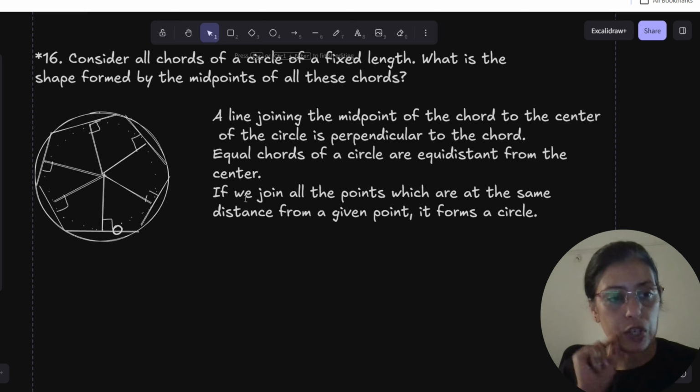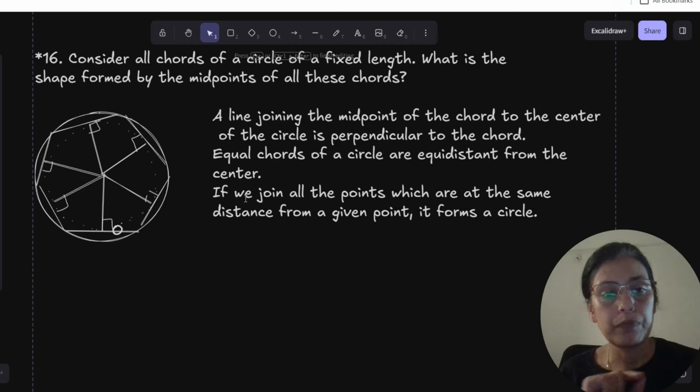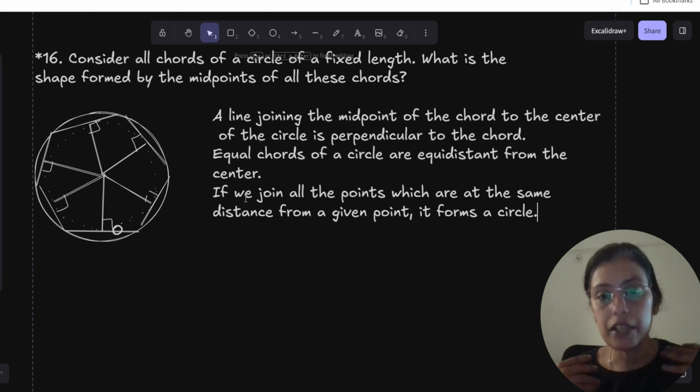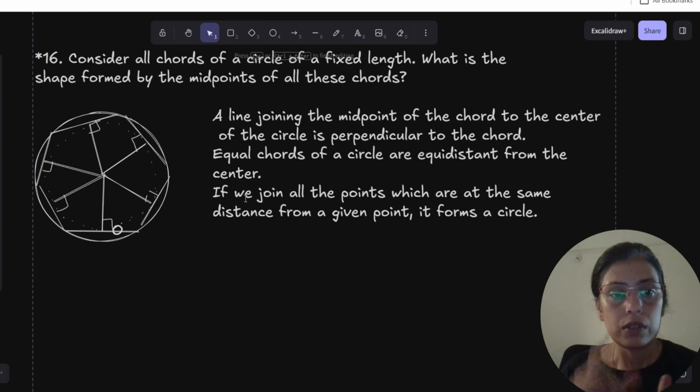So we drew the perpendicular from the center of the circle to all these chords. All these perpendiculars are equal in length. Why is it equal in length? Because all the chords which are of equal length are equidistant from the center. So all the distances are the same.